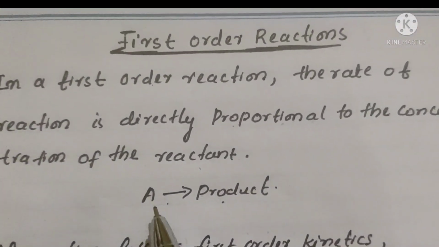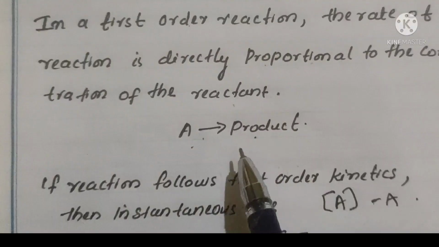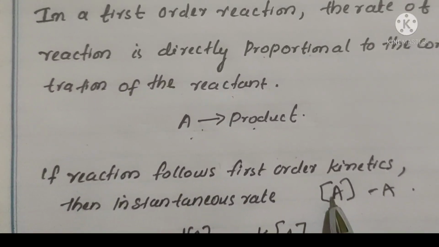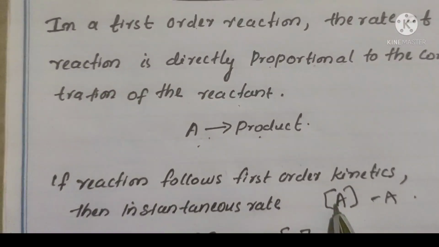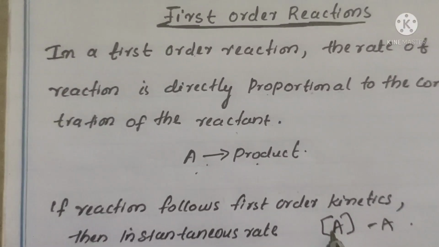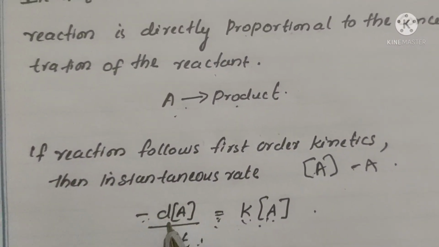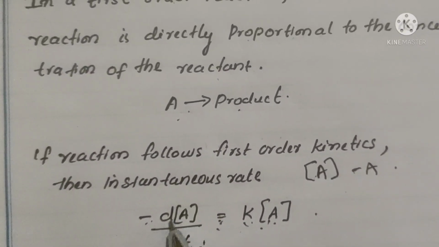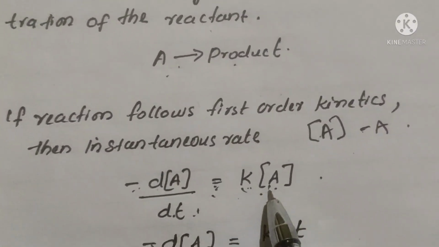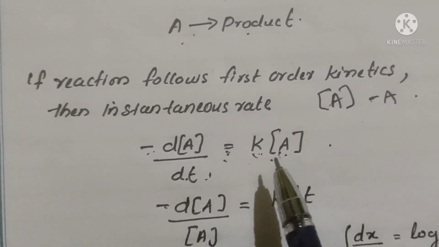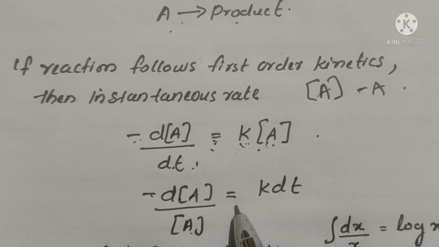Consider a general first order reaction, that is A gives product. Let [A] be the molar concentration of reactant A at any time t. Then for a first order reaction, instantaneous rate equals minus d[A] by dt. Minus d[A] by dt equals k into [A]. Rewriting the equation, we get minus d[A] by [A] equals k dt.